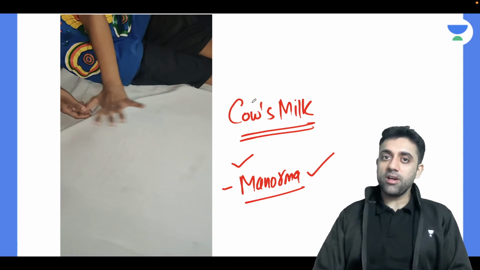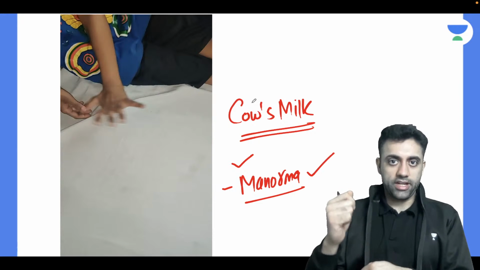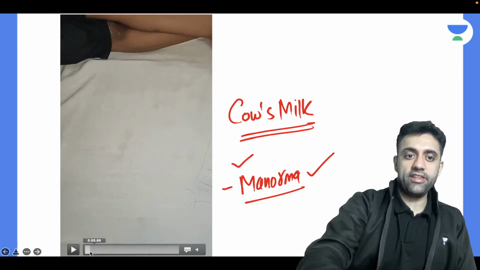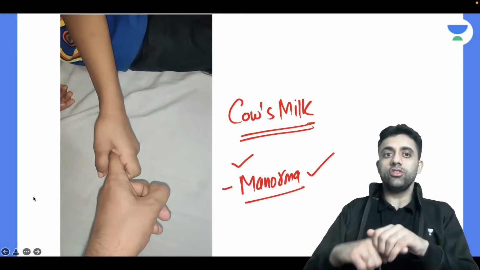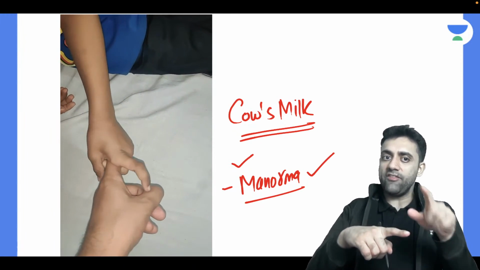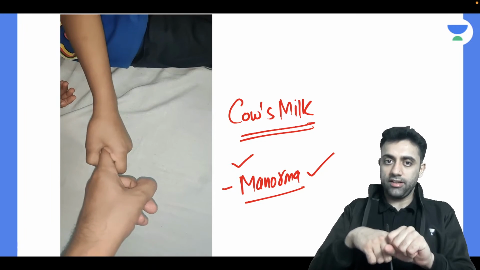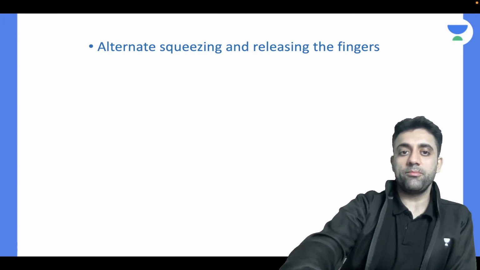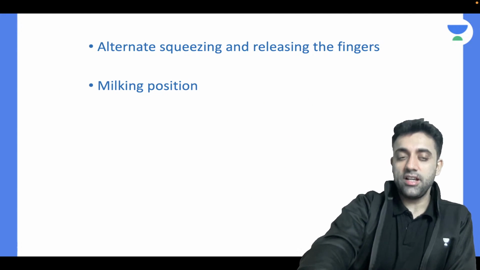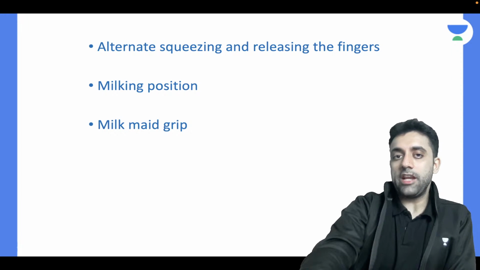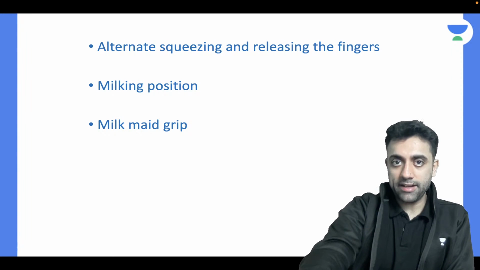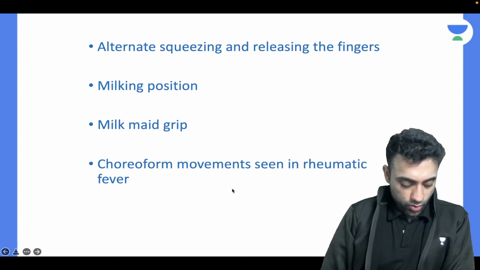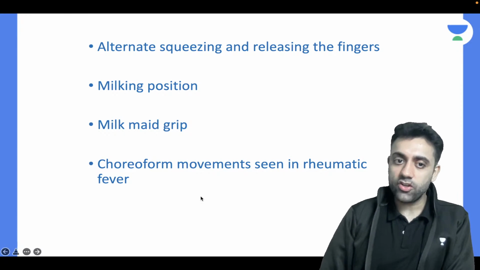Okay, so remember Manorma, most importantly cow's milk. The way we take the milk, can we appreciate this video again? Last time, photographic memory is everything in life. Look at the picture and tell the diagnosis. It looks like a pencil grasp, but can we appreciate closely that the baby is gripping and releasing, gripping and releasing. This is nothing but alternate squeezing and releasing of fingers, like a milking position, known as milkmaid grip. And this is nothing but choreiform movements, seen in rheumatic fever.